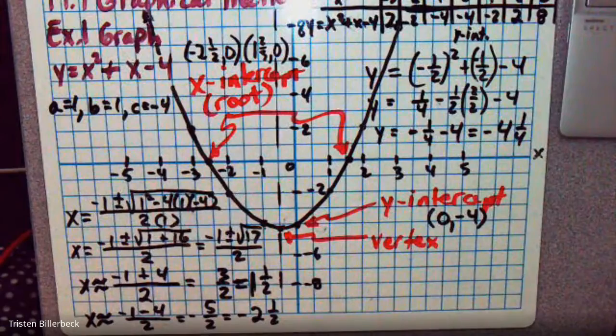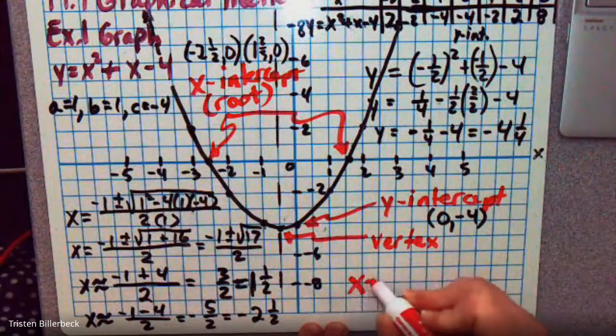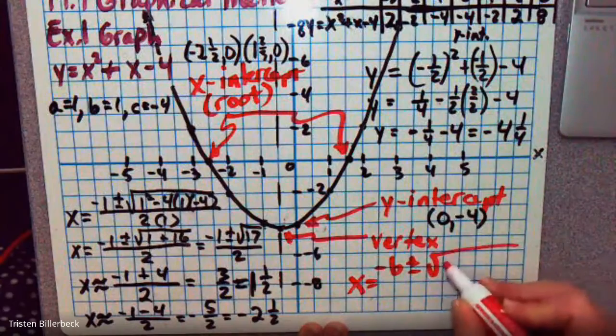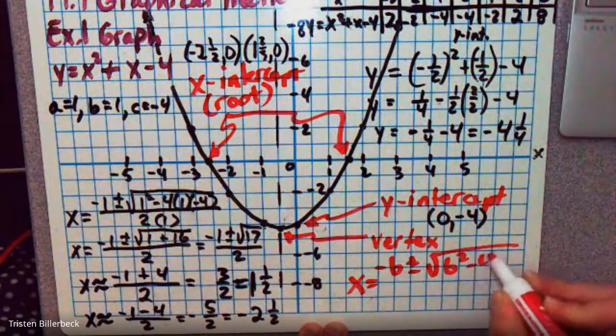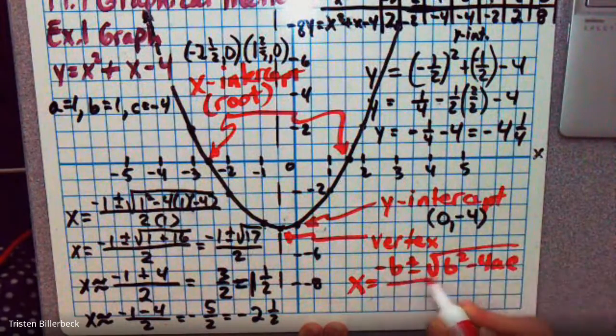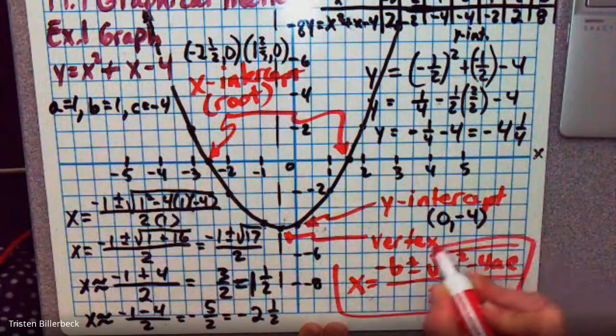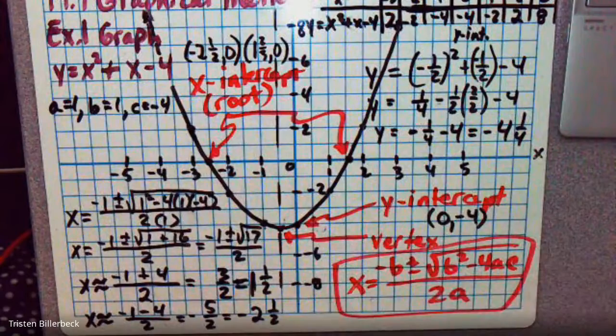So if you memorize this formula, I'll just write it in red because it's just that important. x equals -b plus or minus the square root of b squared minus 4ac all over 2a. That is one important formula, the quadratic formula.